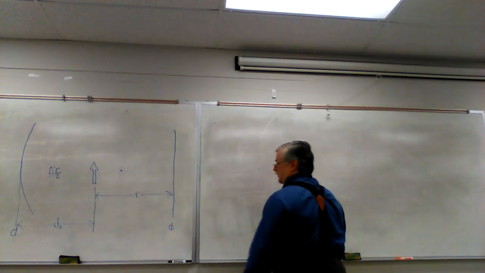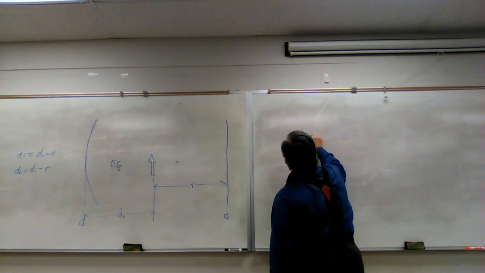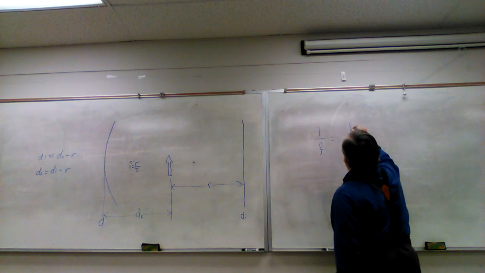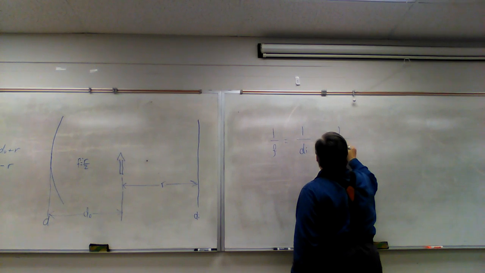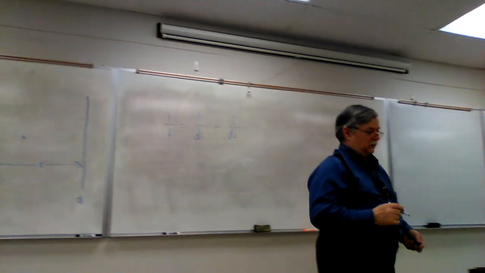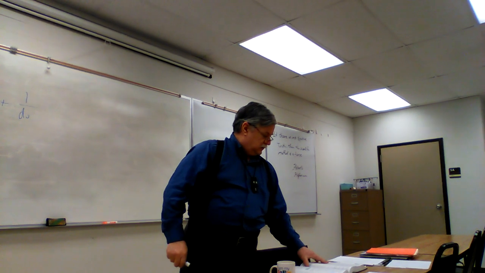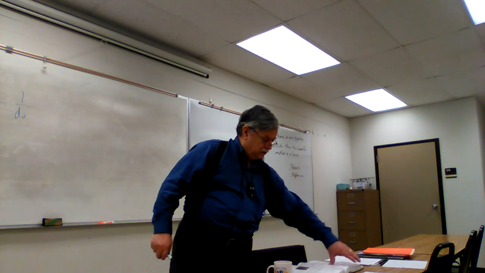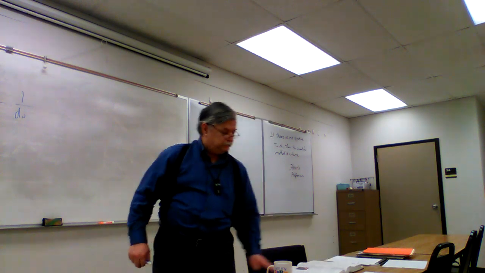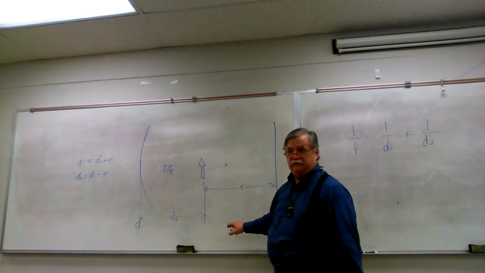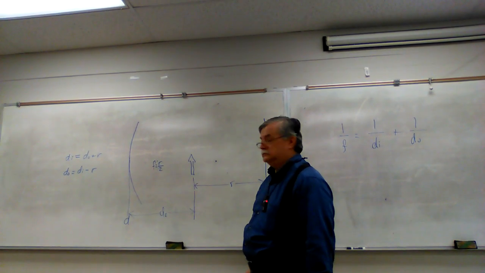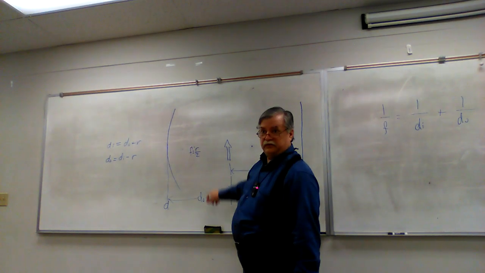Let's look at what equations we have here. We know that 1 over f is equal to 1 over d sub I plus 1 over d sub O. Right so far? I didn't throw away a negative sign somewhere, did I? Nope. D sub I is positive because it's a real image. D sub O is positive because it's in front of the mirror.